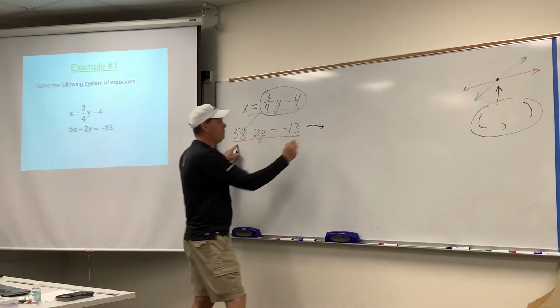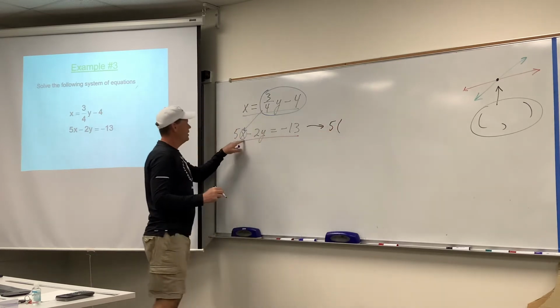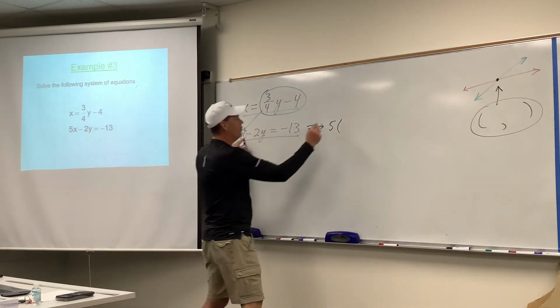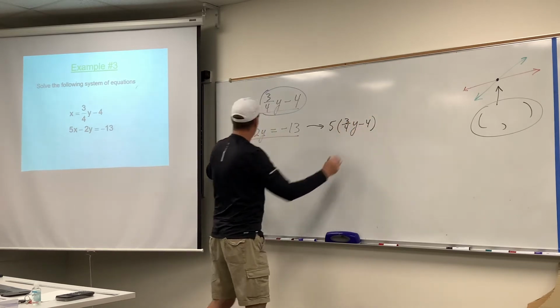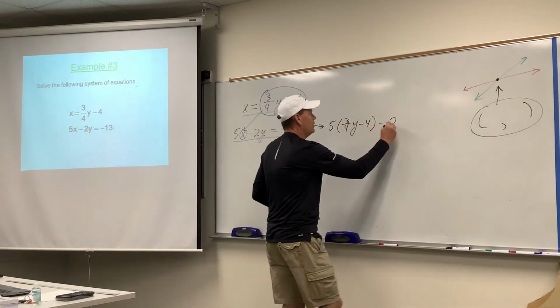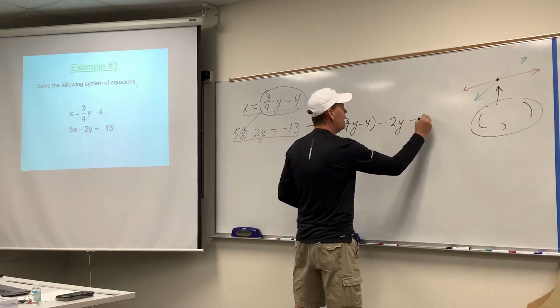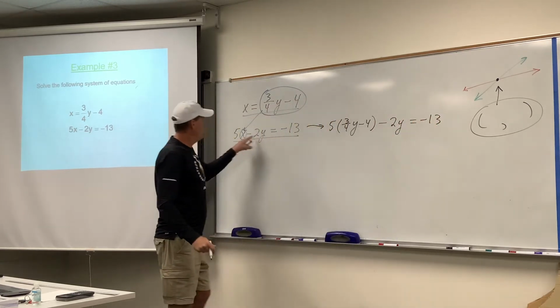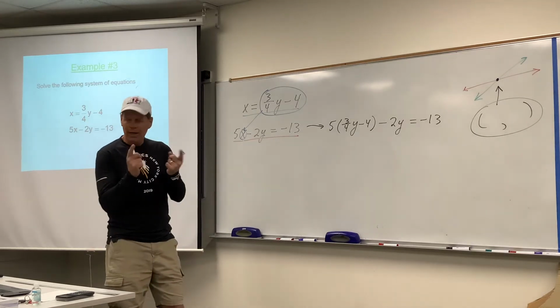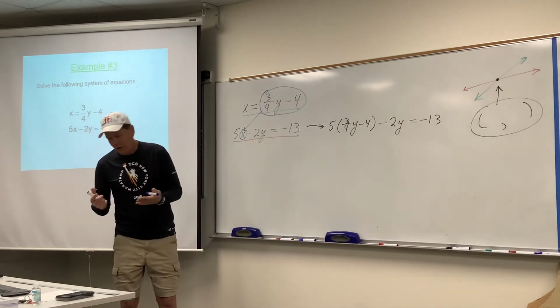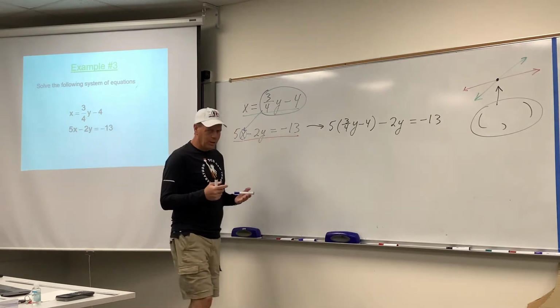Okay, so we have 5 times, and then we put that expression in for x. That's why it's called substitution, because we are replacing a variable with an expression. That bottom equation transforms into this when we make that replacement. And look at that, that's one variable now. So now we go back to our training for solving one variable equations.